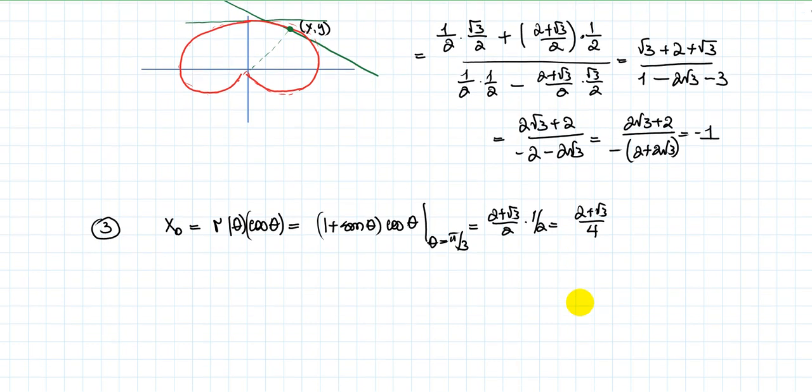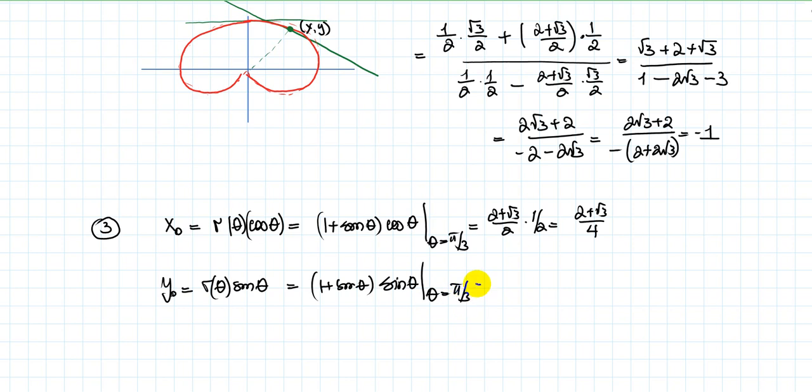Okay, that is the x coordinate of the point where theta is equal to pi over 3. So y is equal to r of theta multiplied by the sine of theta. It's going to be 1 plus sine of theta multiplied by the sine of theta, and we need to evaluate this at theta equal to pi over 3. If you put this in, you're going to have (2 plus square root of 3 over 2) multiplied by the square root of 3 over 2, or you can write this as 3 plus 2 square root of 3 over 4. We found the x coordinate and y coordinate of this point, where the angle between the pole and this line is pi over 3.